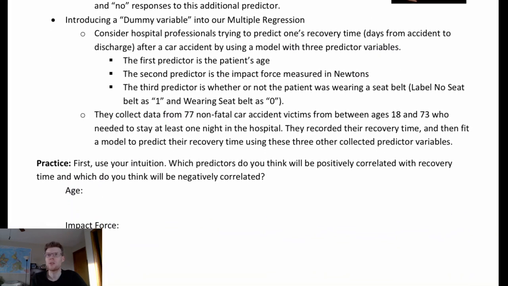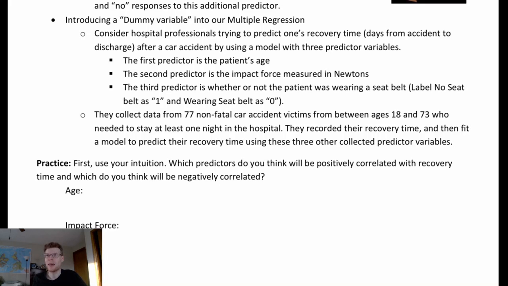Okay, so to make this model, to try to understand how these variables relate, we have information from 77 non-fatal car accident victims between ages 18 and 73. And they all needed to stay at least one night in the hospital. And we're going to use this information to try to predict their recovery time in the hospital based on this predictor information. So again, this is a model.